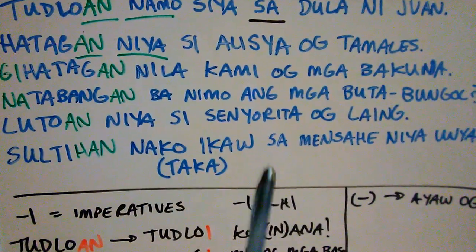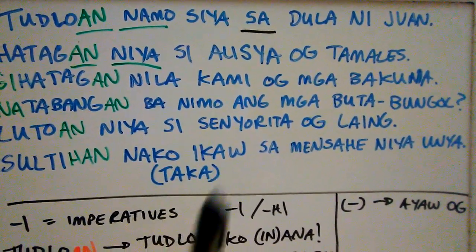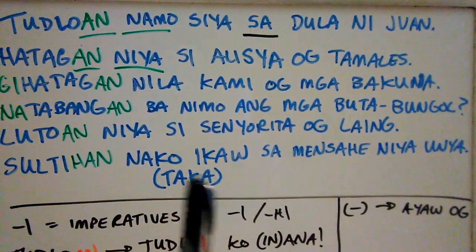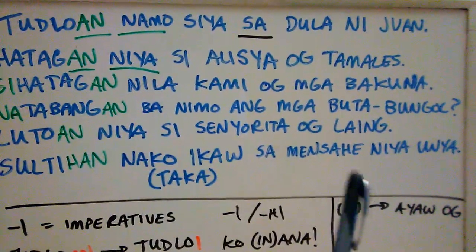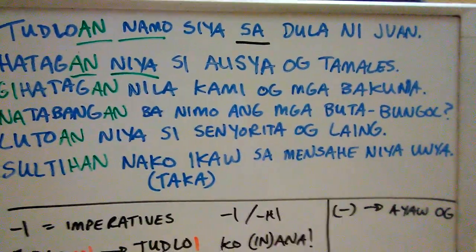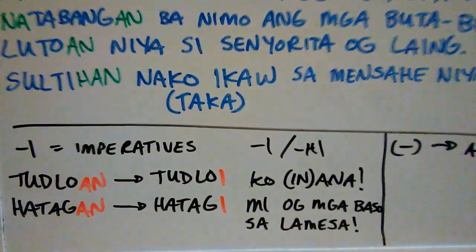Now, I also put this here as another example. Nako ikaw, right? We have the two me to you kind of pronouns, so we can substitute it for taka. Sultihan taka sa mensahe niya unya. There you go. Right?